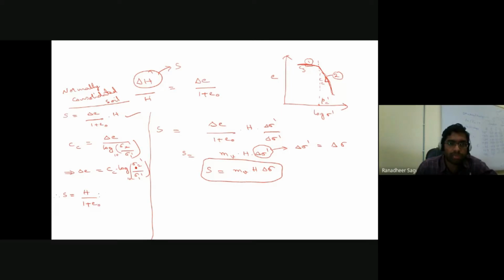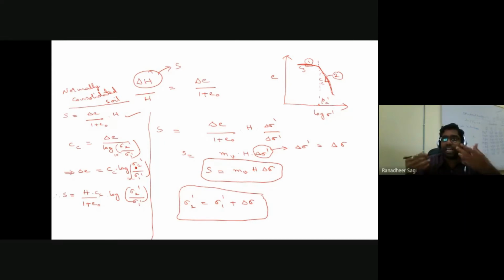So automatically my expression for settlement in the case of normally consolidated soils comes out to be H by 1 plus e naught into Cc, into log sigma 2 dash by sigma 1 dash. And this sigma 2 dash I can also write as sigma 1 dash plus delta sigma. So because of that increment in stress in the soil sample, how much is that increment in stress that you have in your soil sample?